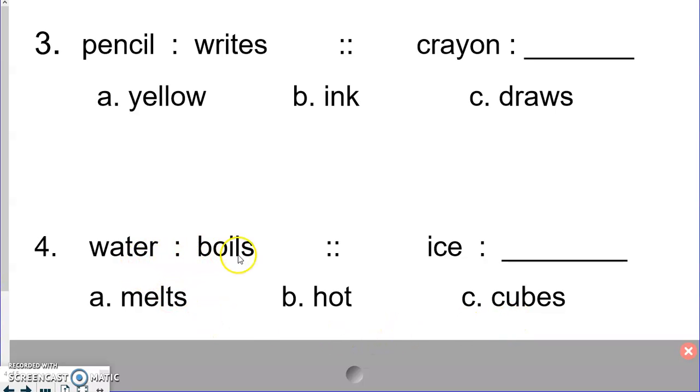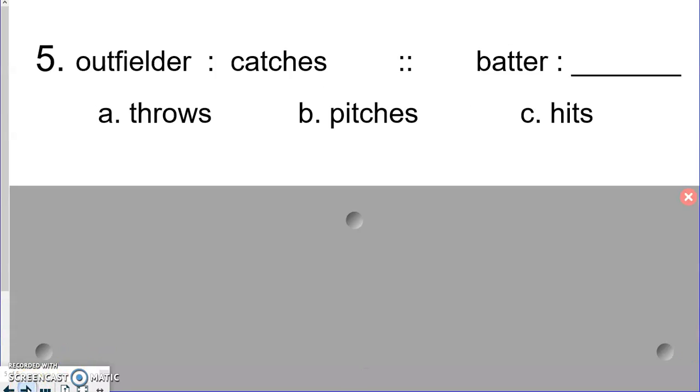So water is to boils. Water, when we add heat to it, boils. As ice is to blank. Ice, when we add heat to it, what does it do? I hope you're showing a 1 for A because melts is the correct answer. When you add heat to ice, it melts. All right, how about this one?